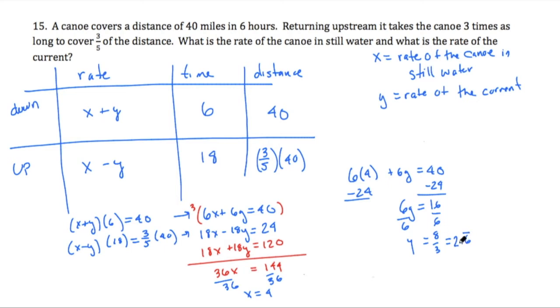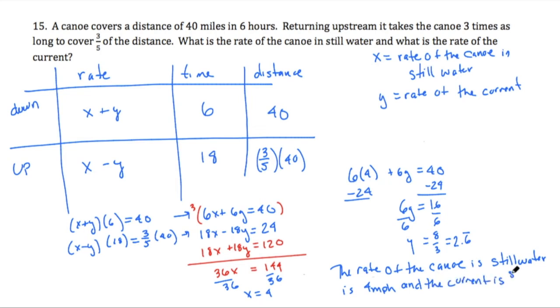If you get a number like that and you're feeling a little uncertain about it, you can certainly go ahead and plug that number back in to the second equation to make sure it checks out. I can save you the suspense this time and tell you it does. Let's go ahead and answer the question here by saying the rate of the canoe in still water is 4 miles per hour, and the current is 8/3 miles per hour.